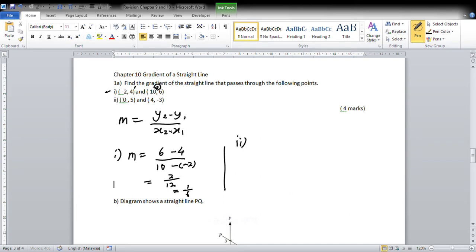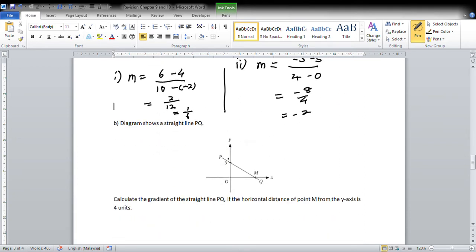Okay, for question 2, the gradient will be negative 3 minus 5 over 4 minus 0. So it's negative 8 over 4. So the final answer for this is negative 2.